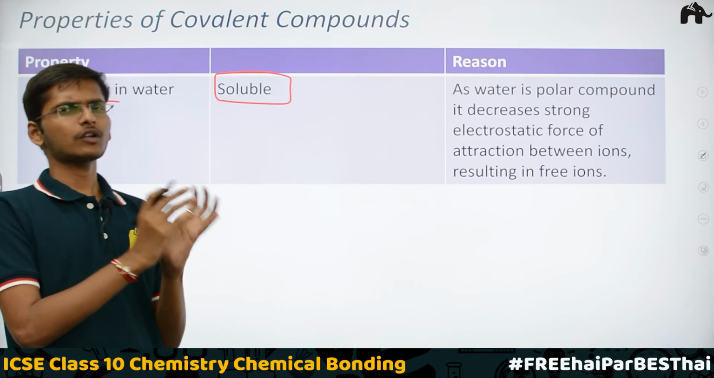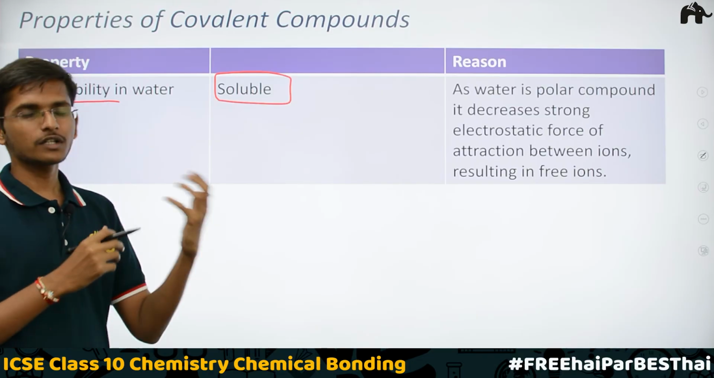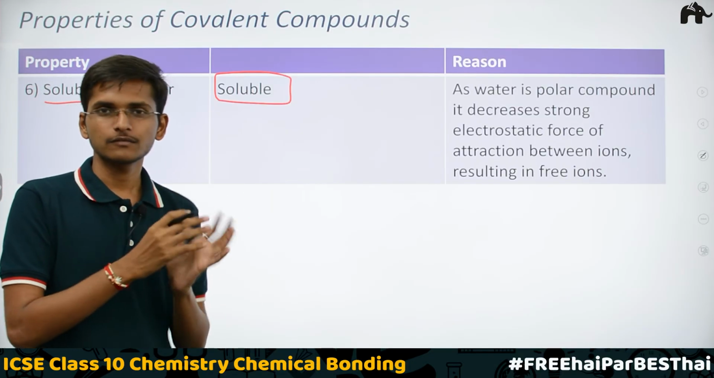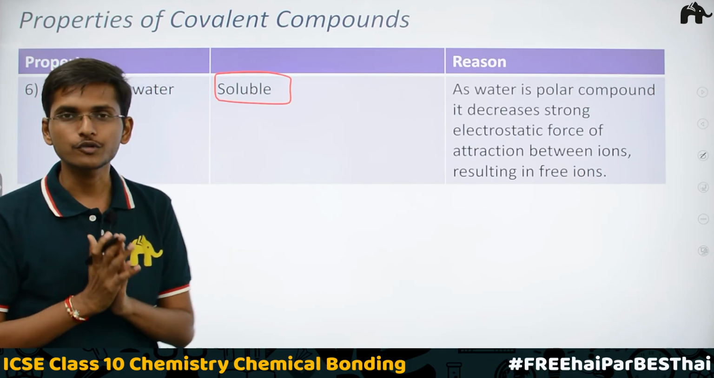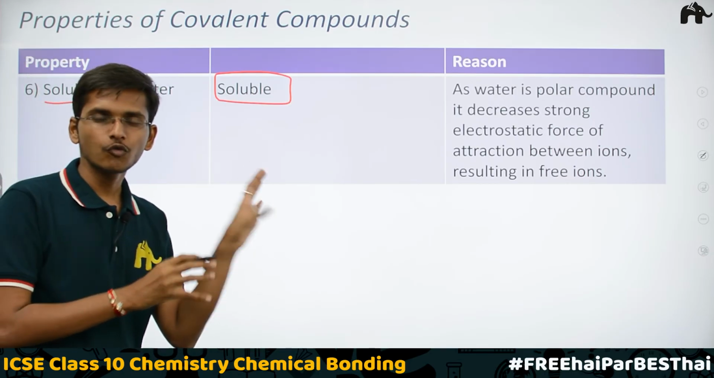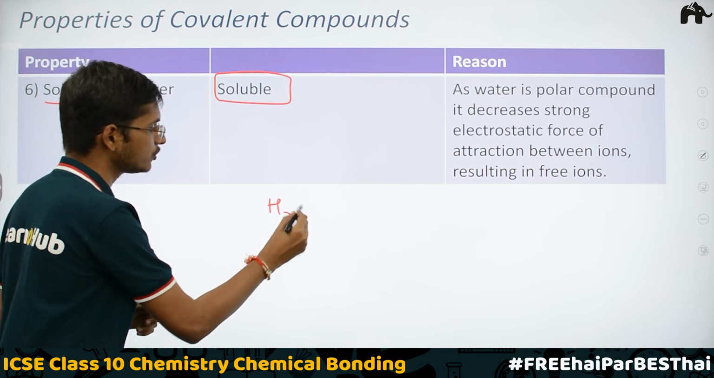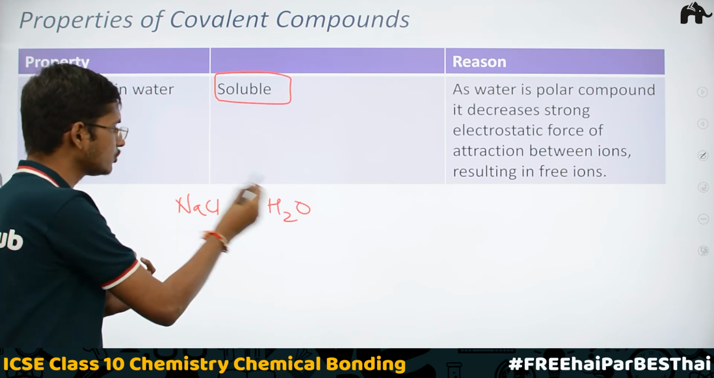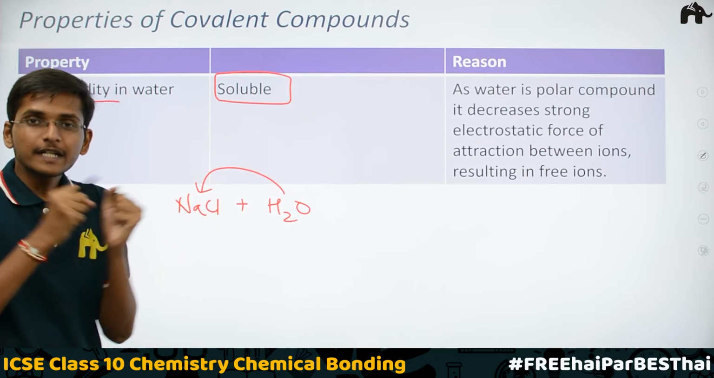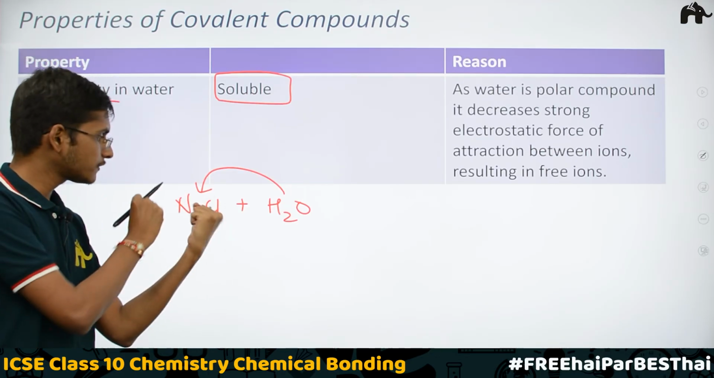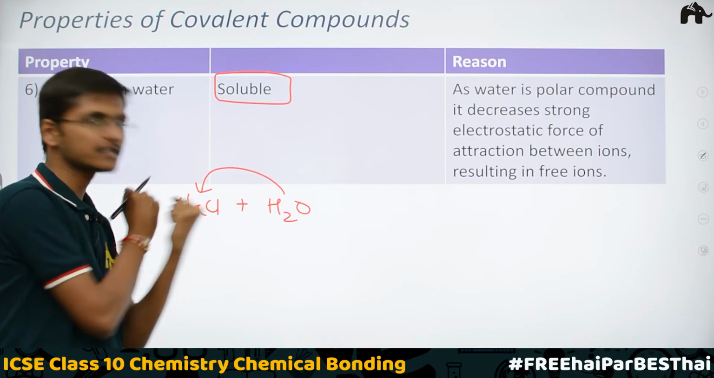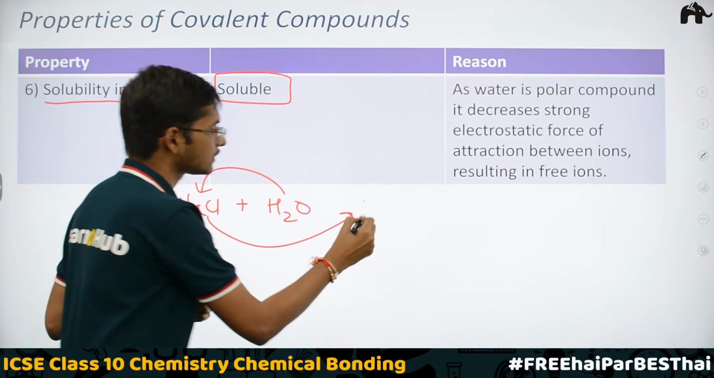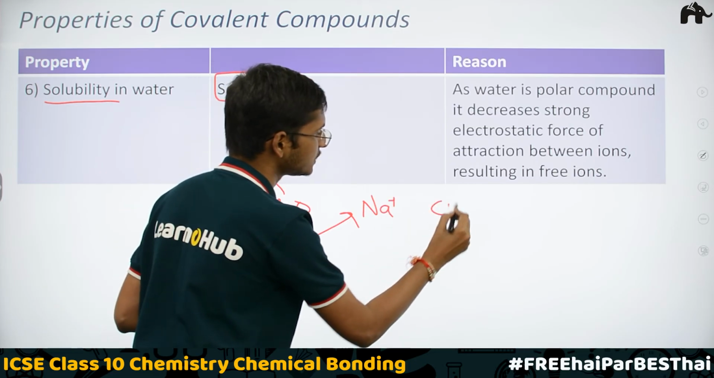But for right now what you can understand is that water is a polar compound. This also we are going to understand in much detail: what are polar compounds, what are non-polar compounds? Now since water is a polar compound, suppose I am taking this ionic compound NaCl, it is actually weakening the strong electrostatic force of attraction between these Na+ and Cl- ions. So what would happen? We have already seen this, the ions dissociate, right?